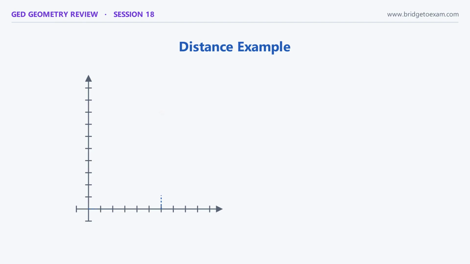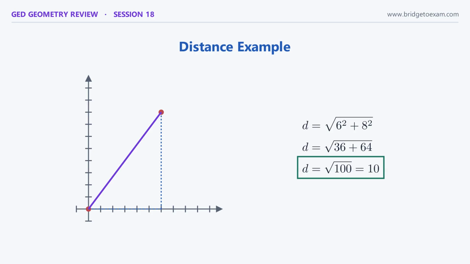Let's measure from the origin to 6, 8. The changes are 6 and 8, so distance is the square root of 36 plus 64, which is the square root of 100, or 10.